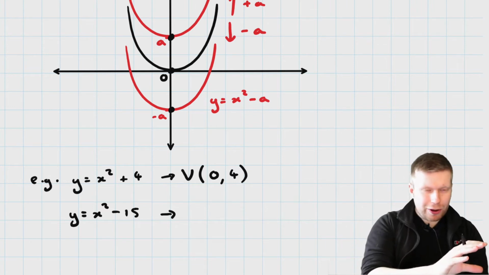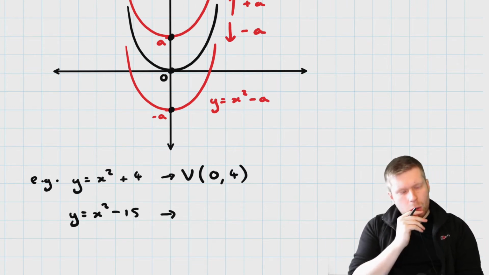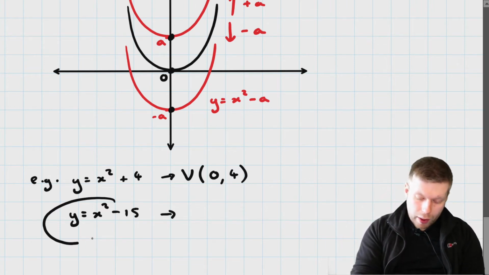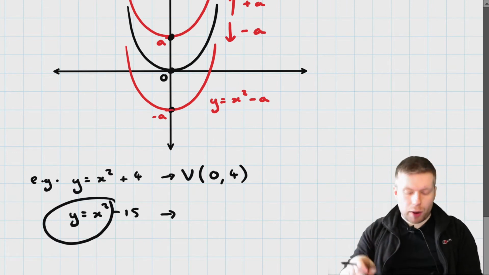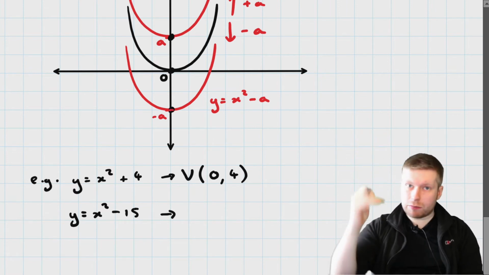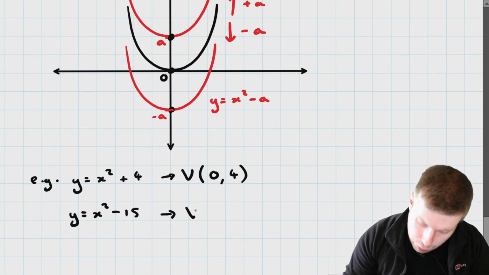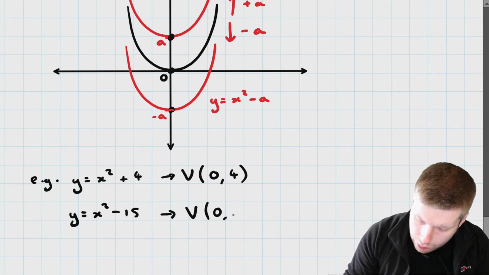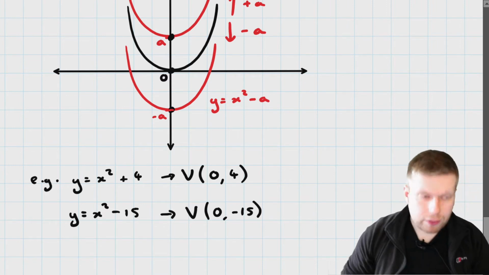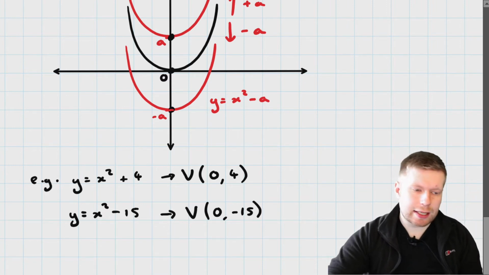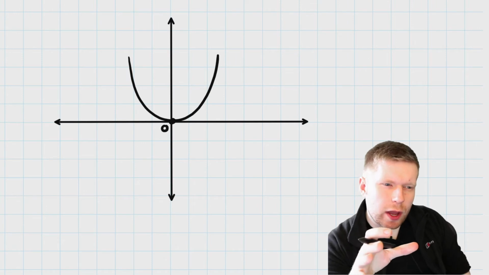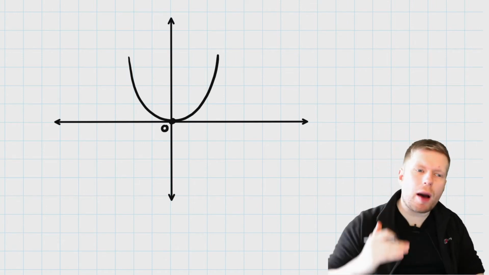Well, hopefully you've looked at that and you can think, all I've done here is I've taken y equals x squared and then I've just moved it down by 15. I've taken away 15, so it means I've moved it down by 15, right? So if I'm taking away 15, it means that the vertex will also go down by 15, so it'll end up at 0, negative 15. All right, fantastic.